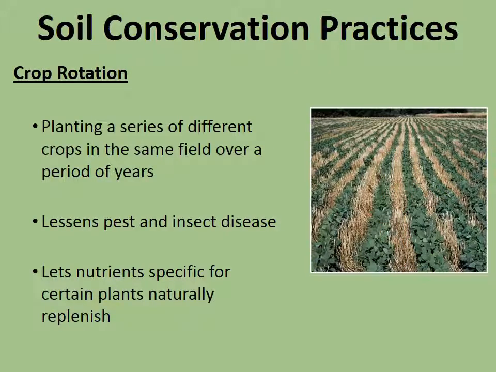Crop rotation is another big thing. So you plant a series of different crops in the same field over a period of years. I obviously forgot to change the picture over here, but basically if you have this one plot, one year you would plant corn, the next year you would plant soybeans to get nutrients into the soil, the next year maybe you're going to plant some squash, then the fourth year you're going to plant something else, and maybe the fifth year you're going to go back to corn, which takes a lot of nutrients out of the soil. This lessens your pest and your insect disease.